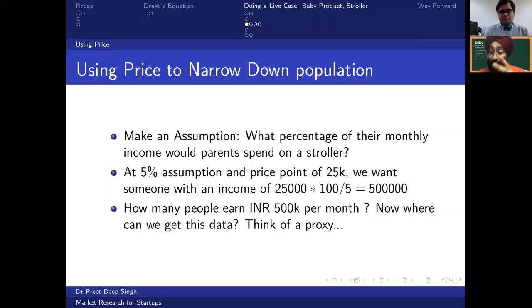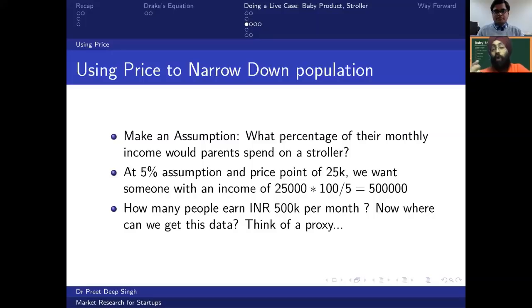If you can't get the exact number, think of a proxy number. So a proxy number here could be: what do people who earn 60 lakh rupees a year do, what other things do these people do that I can trace? Things I can think of off the top of my mind.